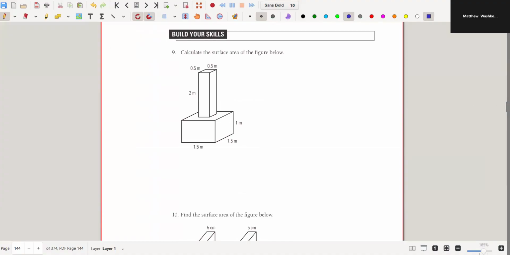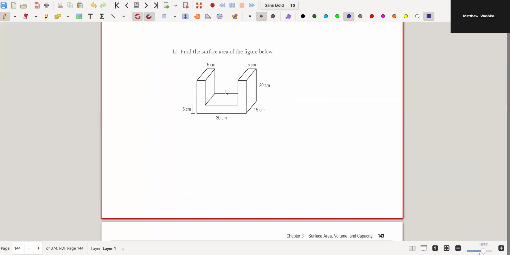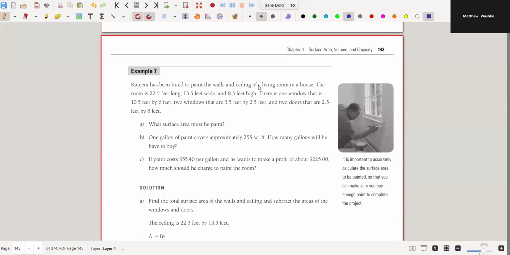So I want you guys to do the rest of these questions here. One thing I want to note is question 9. You've got to take away this part here, that's invisible. Question 10, you've got to take away these parts here. They're invisible. So you just have to keep a note of how you're going to separate this.